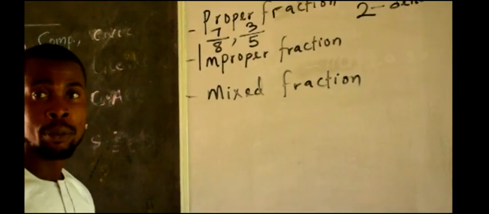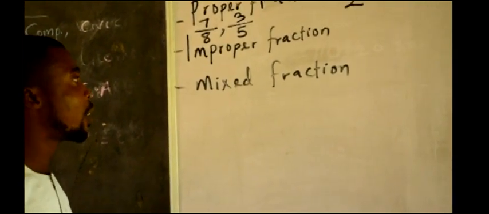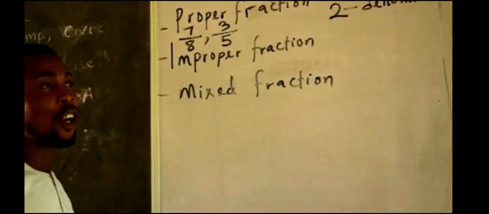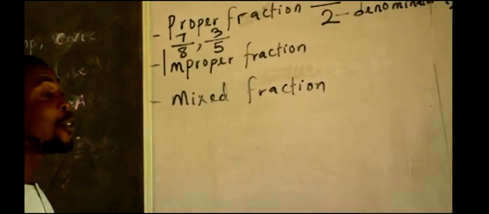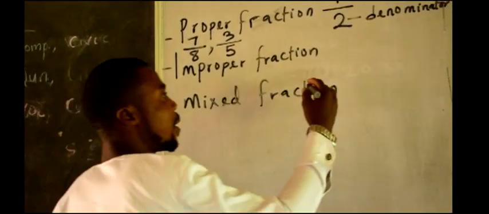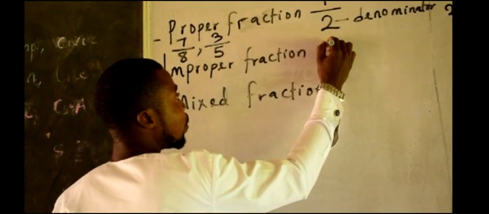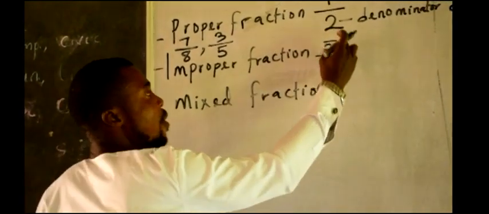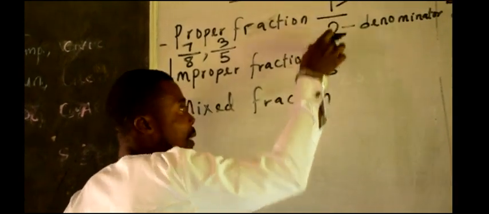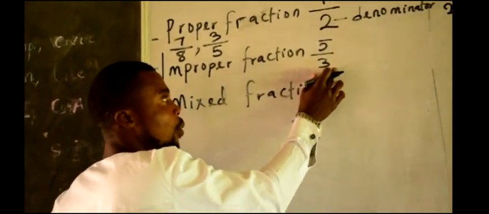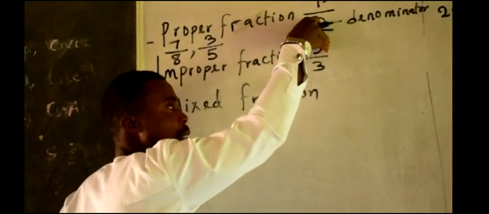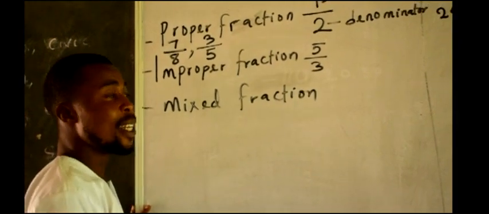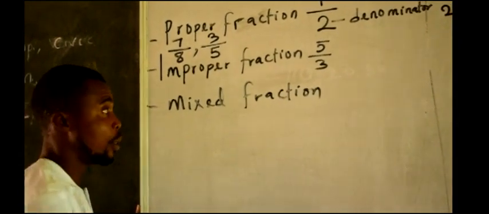Now I want to move to improper fraction. An improper fraction is when the up number is big and the down number is small. Let me give you an example: 5 over 3. The number on top is bigger than the number below, so here it is an improper fraction.